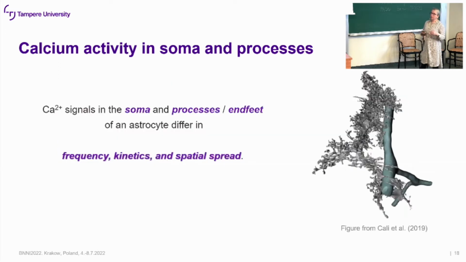So, from this very brief introduction to astrocyte physiology and biology, I would like you to remember that the calcium activity in soma and process is a little bit the same way as you consider the excitability in neurons. It's different between soma and these processes or end feet. So the end foot is the process that reaches to the vascular system. And these signals differ in frequency, kinetics, and spatial spread.